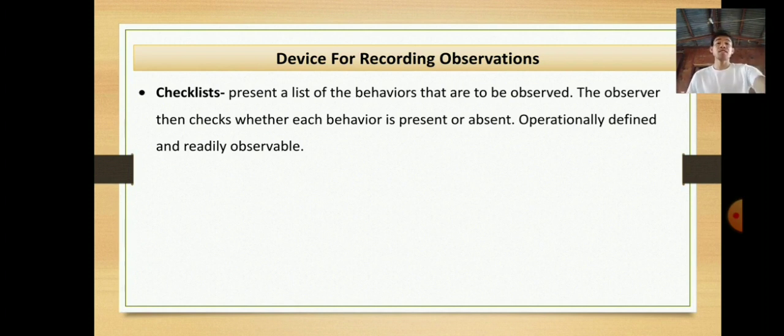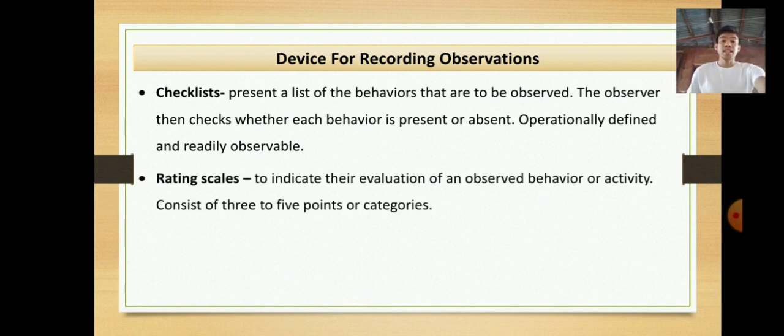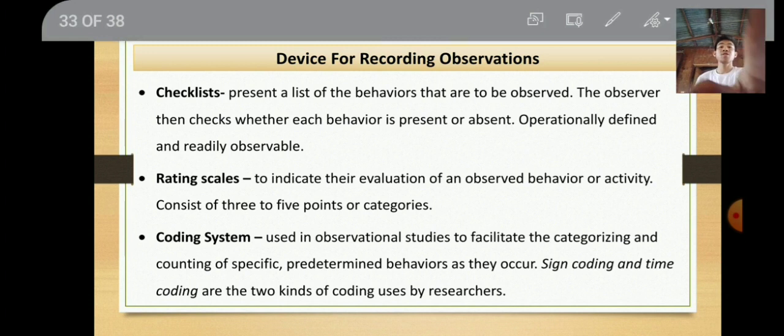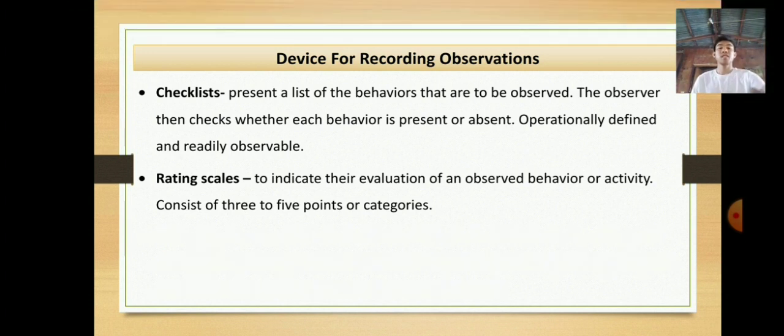So, now let's proceed to another one. Device is yung rating scales. So, rating scales to indicate the evaluation of observed behavior or activity, consists of 3 or 5 points or categories. So, ano yung rating scales na sinasabi dito? Evaluation of observed behavior or activity. So, nagko-consist daw siya ng 3 or 5 points or categories.